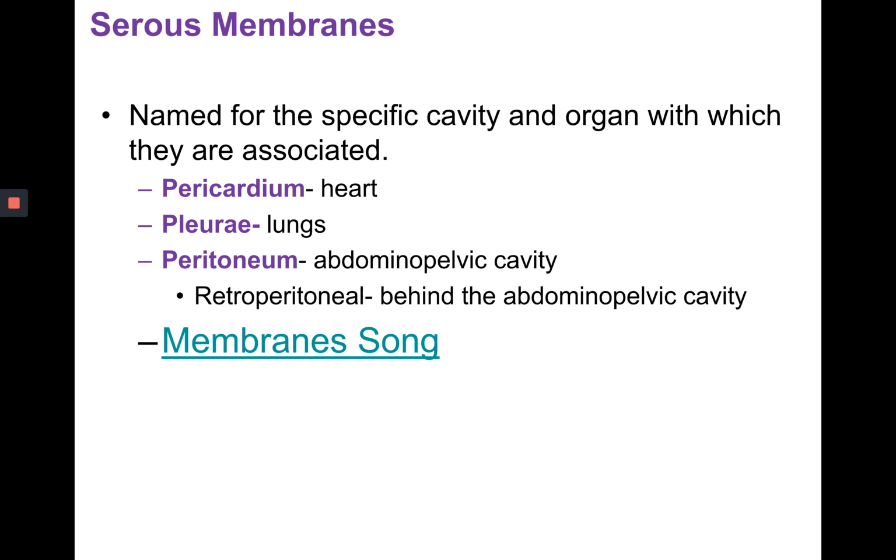cavity organs. If you ever hear an organ being called retroperitoneal, that means that this organ sits not within the peritoneum, but actually behind the abdominal pelvic cavity, and is probably only touched on its front face by part of the peritoneum.